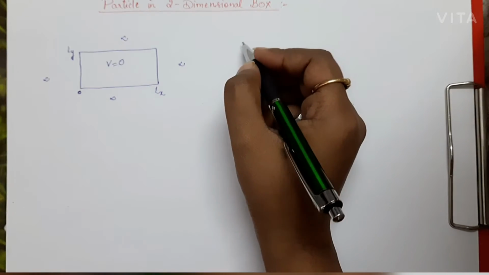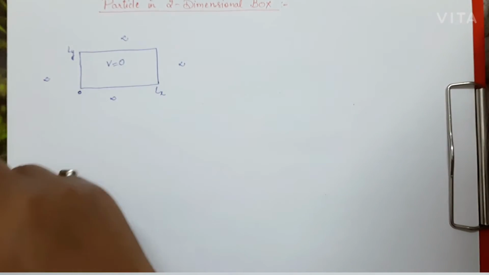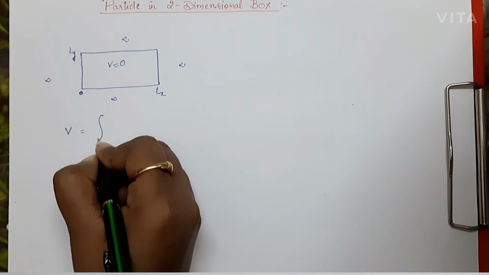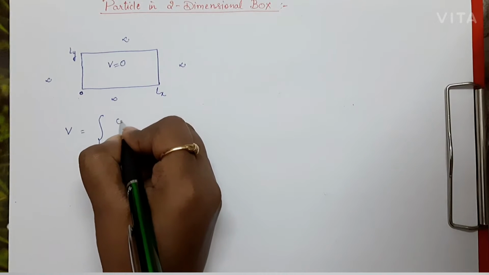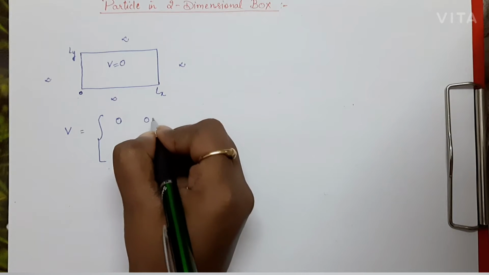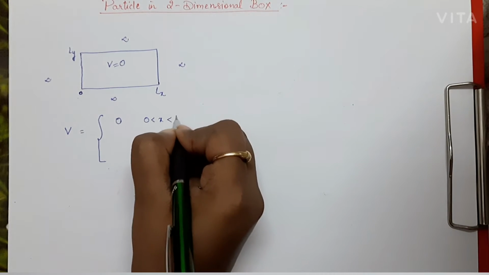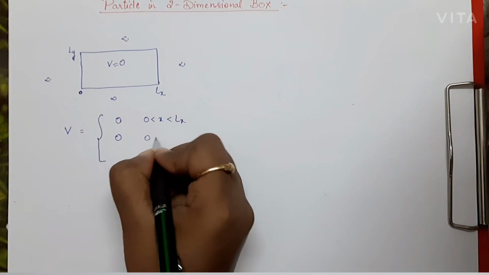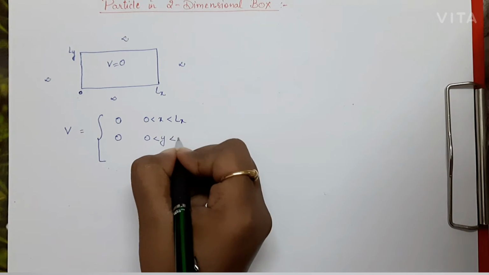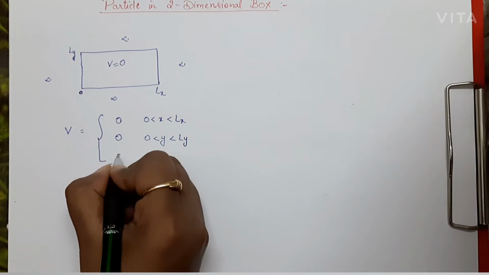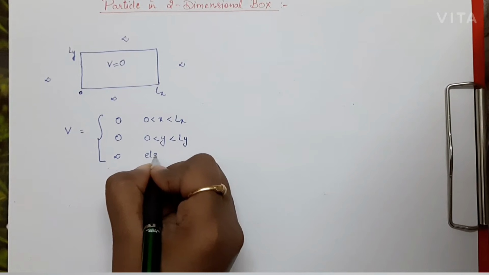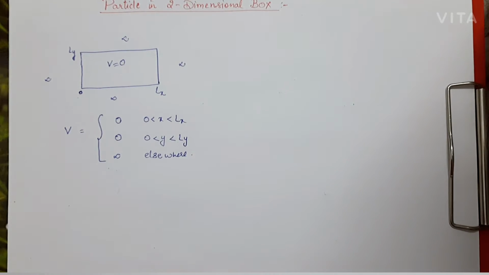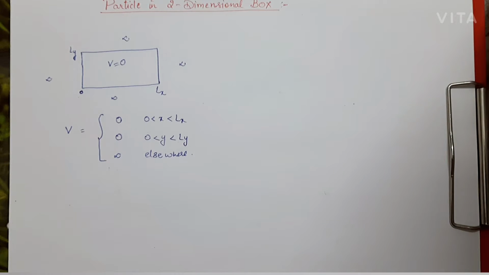So basically when we are talking about the particle in a 2D box, the potential values are going to be 0 when the particle is between 0 and Lx, also 0 when the particle is between 0 and Ly, and infinity when it is elsewhere, right? So these will be the potentials.